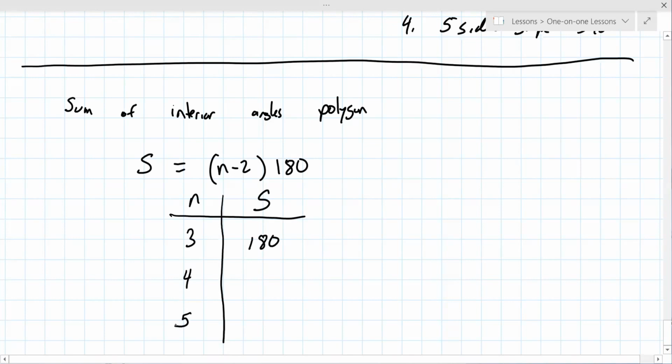So 3 minus 2 is 1. 1 times 180 is 180. Now, what if it has... but then how is n... Right, okay, so then 4 is 360, and 5 is 3 times 180, whatever that is, 540. So these go up by 180 each time.